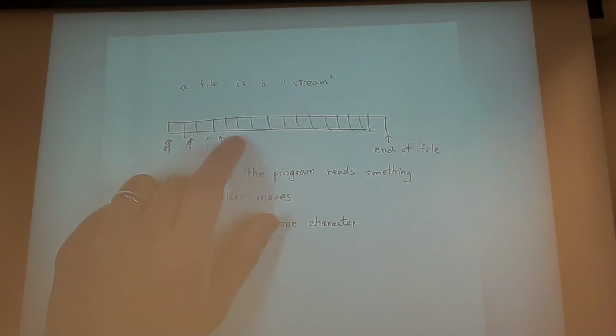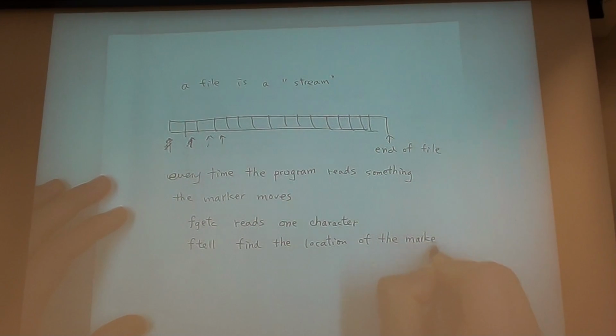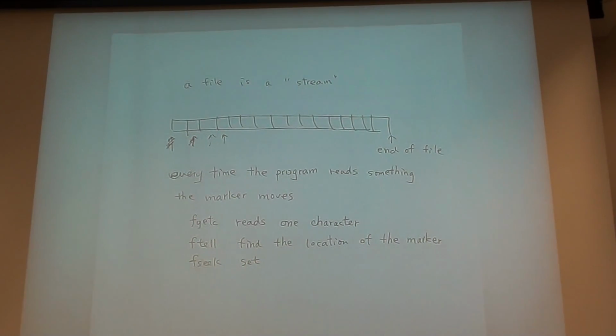Another question: is there a way of finding out where the marker currently is? Yes. It's called ftell. It finds the location of the marker, and fseek sets the location of the marker.